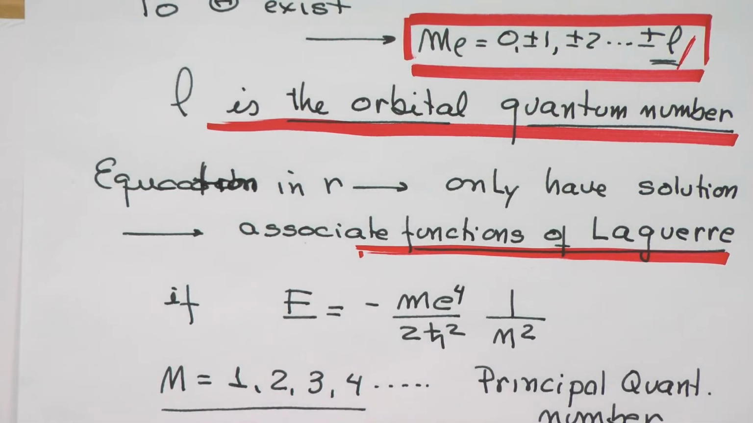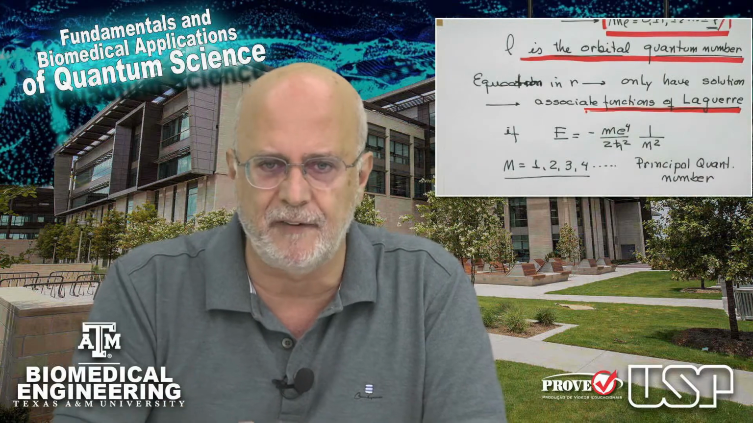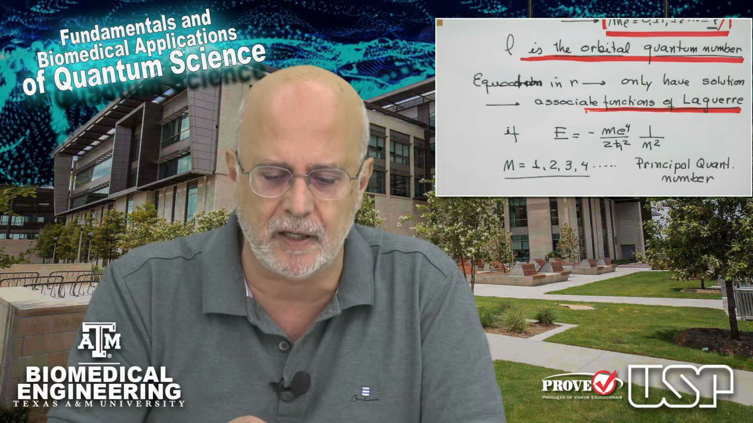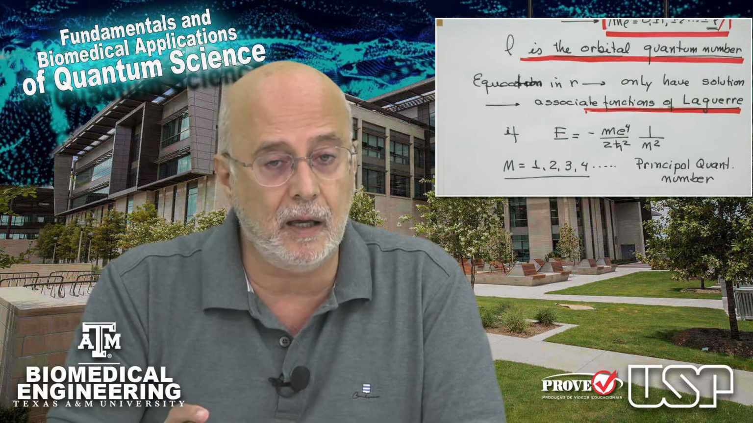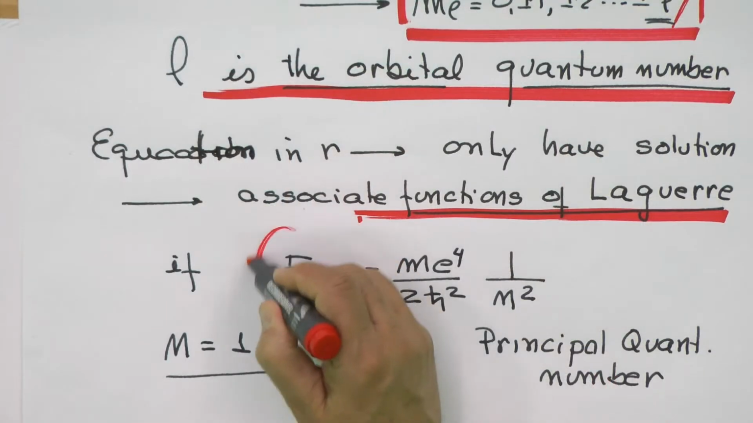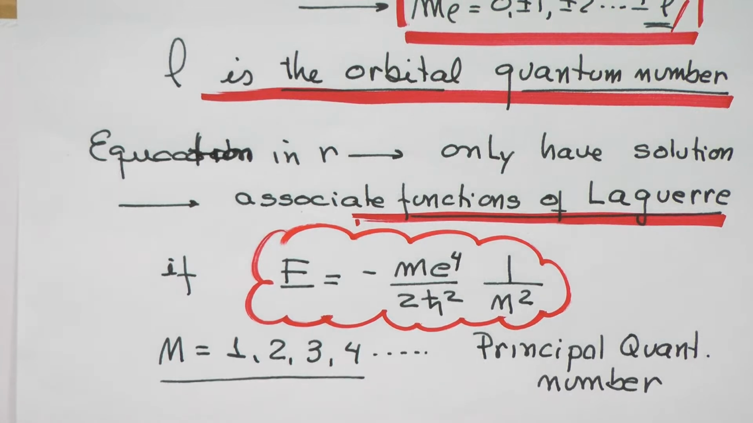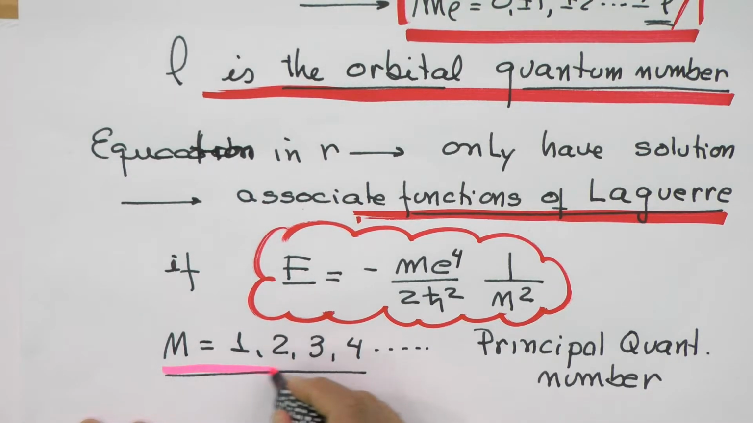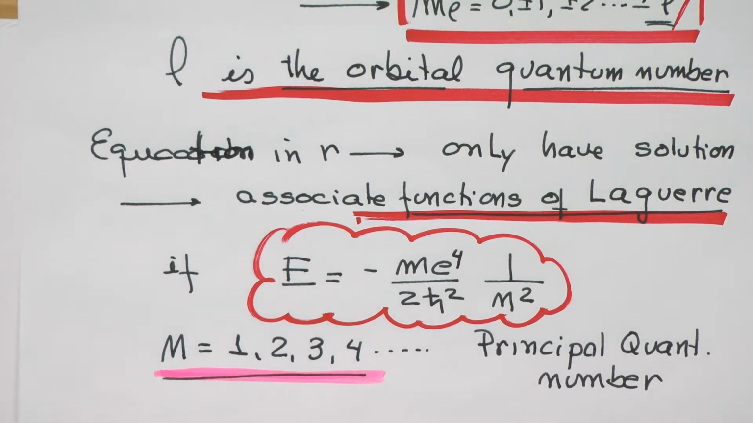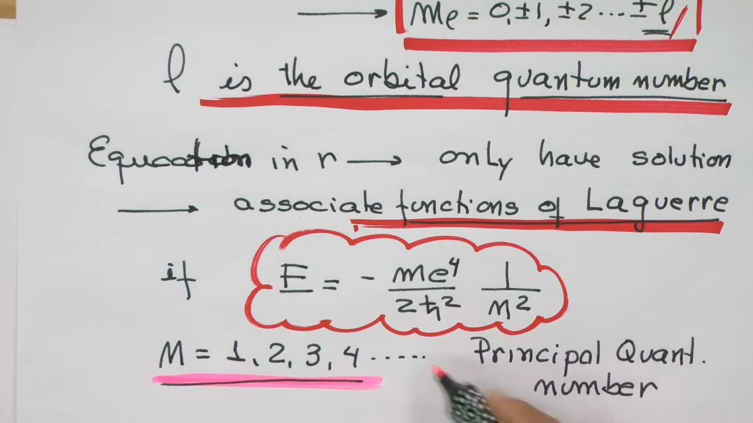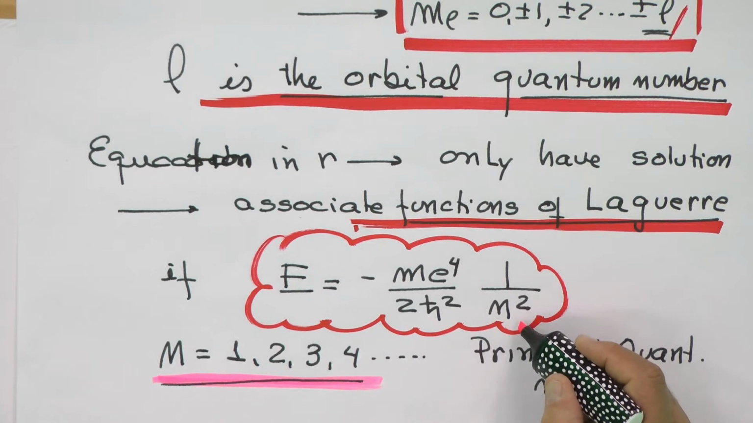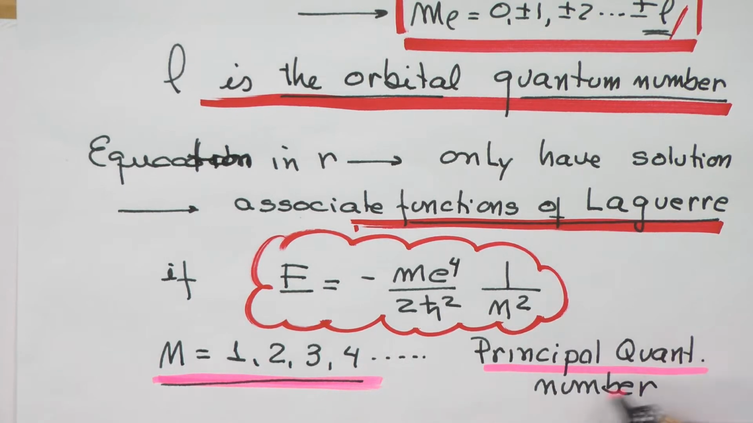You know, we're not going to put explicit the functions, but we're going to put graphically very soon. And the Laguerre only exists when the energy is given by this term, depending on an integer number that can be 1, 2, 3, 4, 5, and so on. And the energy will depend on this principal number, and this is called principal quantum number.